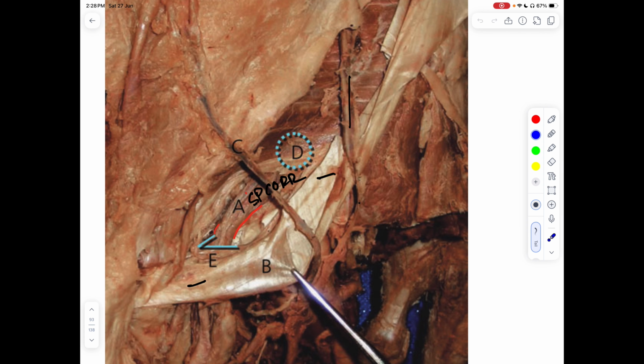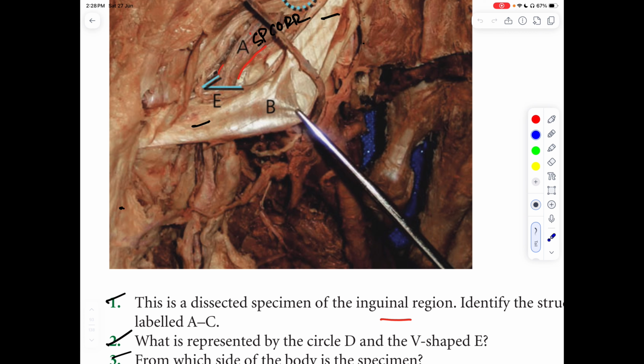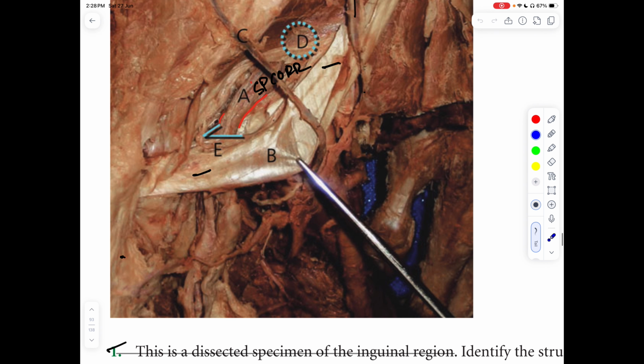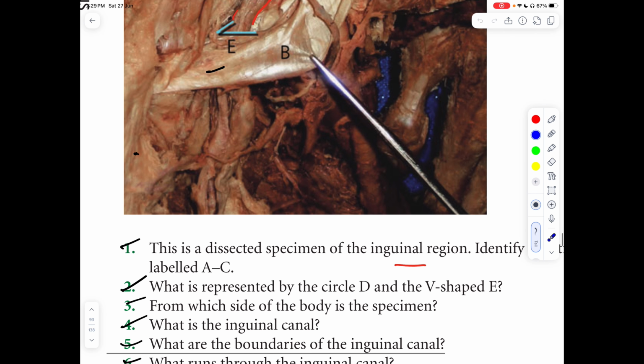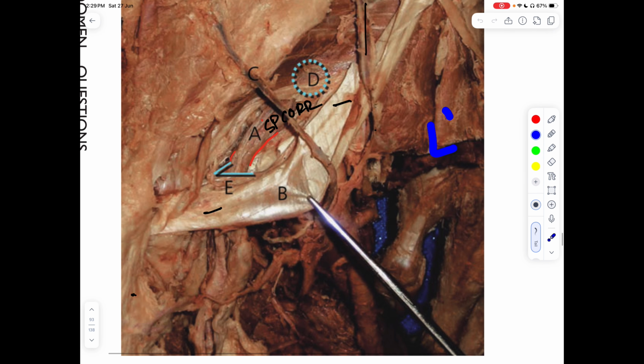Now identify the structures A, B, C. A is the spermatic cord, which I already told. B is the external oblique aponeurosis, C is the inferior epigastric vessels, D is the deep inguinal ring, and E is the location of the superficial inguinal ring. D is deep and the V shape is superficial. From which side of the body is this? This is the left side.